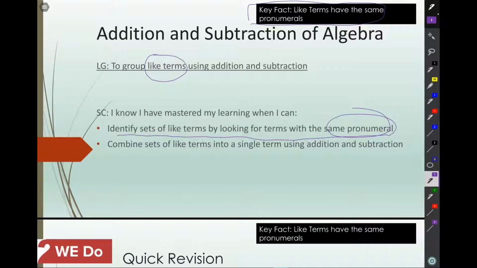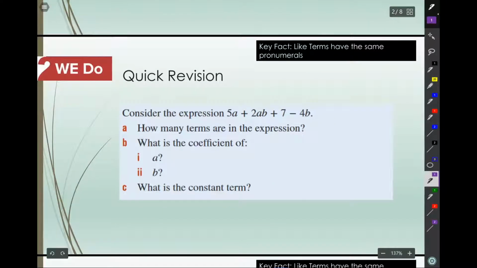And once we get really good at identifying these sets of like terms, we're going to combine sets of like terms into just one term to simplify our expressions. Because we're only just getting back into algebra now after the summer break, we're going to do a quick little bit of revision. I want you guys to have a go at this question in your books. You can pause the video here, have a go, and then come back.